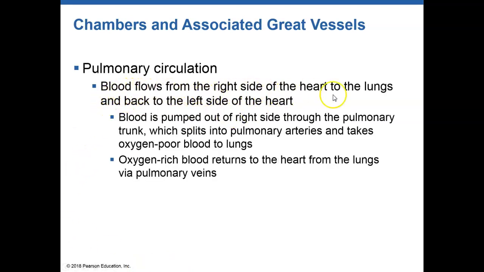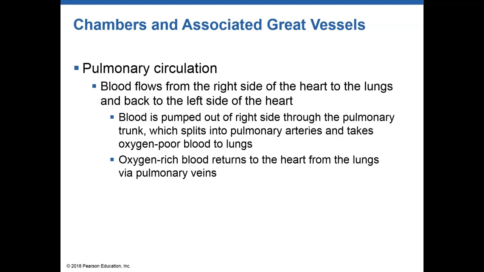Blood flows from the right side of the heart to the lungs and then back to the left side of the heart. So blood that flows to the lungs is oxygen poor, but blood that flows from the lungs back to the left side is oxygen rich. So basically, the right side of our heart receives oxygen poor blood from our body and then sends it out to our lungs so we can gain oxygen. Oxygen-rich blood from our lungs is going to be sent back to the left side, and then that oxygen-rich blood is going to be sent out to the body.